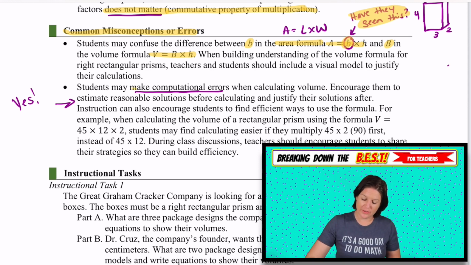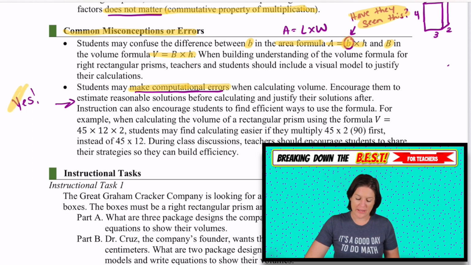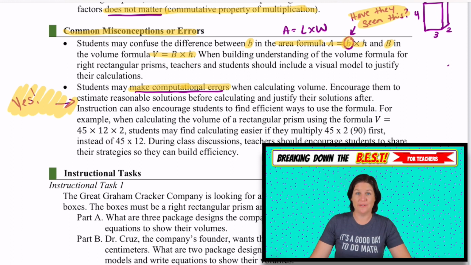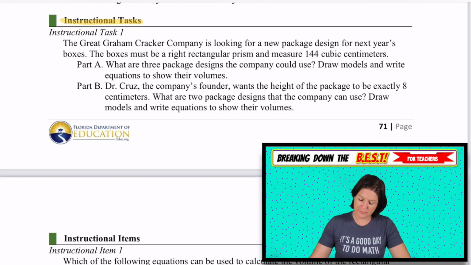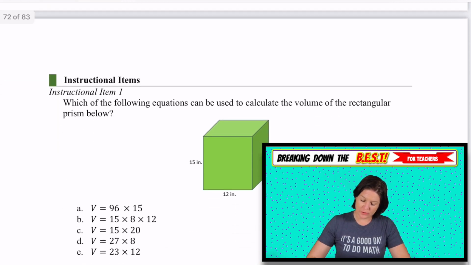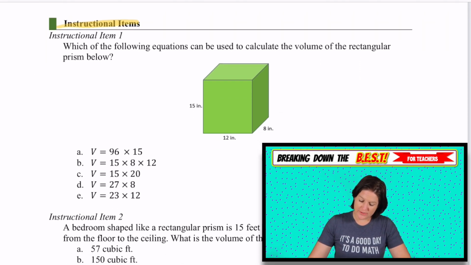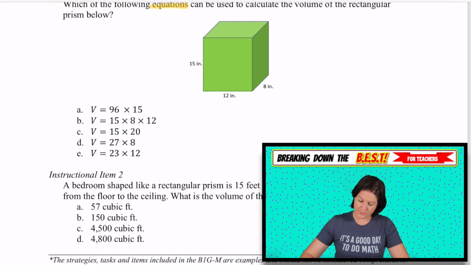But I said right here that students are more likely to make computational errors, and this, yes, is where the common mistakes happen. Okay, and then you can take a look at some of these instructional tasks. This is a real world setting here, and then we have this instructional item, more of a mathematical situation. Here, just saying which of the following equations or which formula could be used.